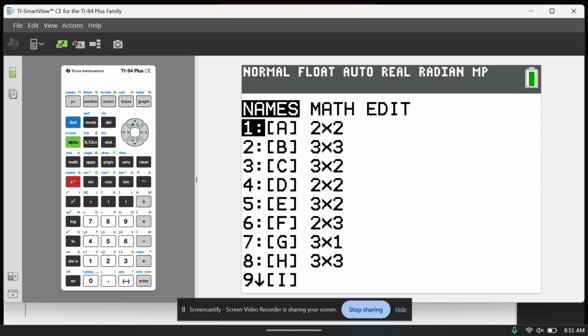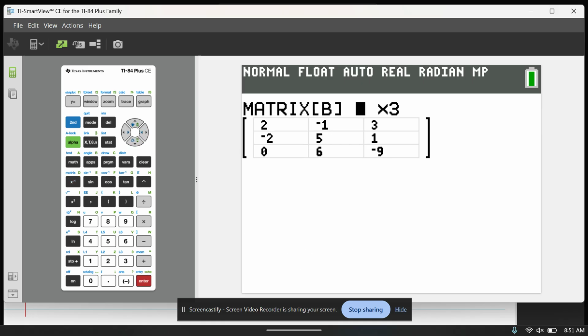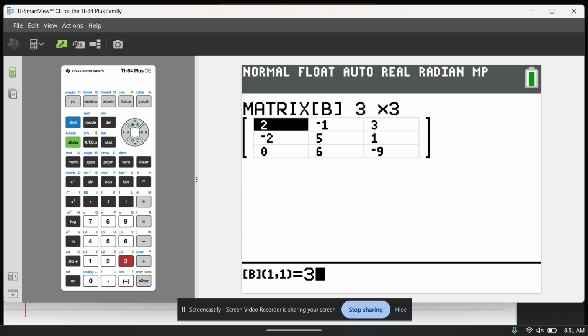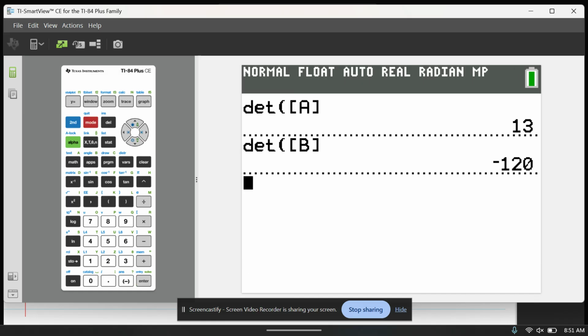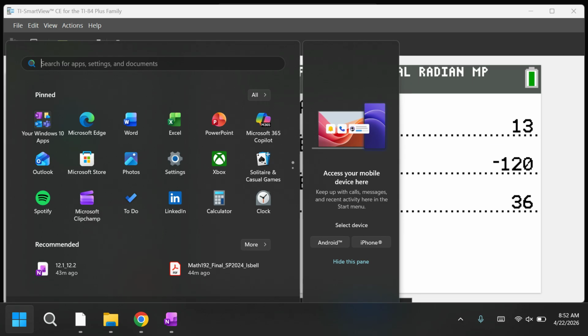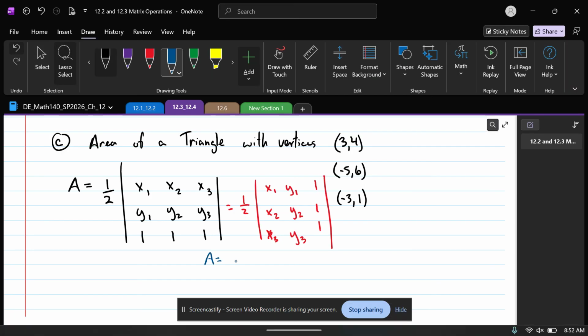Second matrix. Go to edit. I'm going to use matrix B because it's already 3 by 3. And I've got 3, 4, 1. -5, 6, 1. -3, 1, 1. Second quit. Get the determinant of that. It's 36. So we have the area is 1/2 times 36, which is 18 square units.